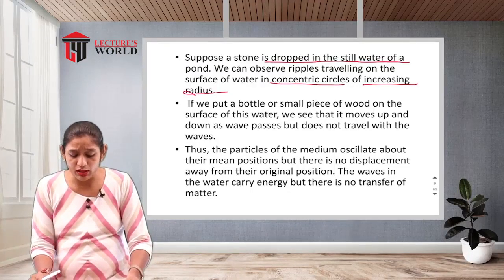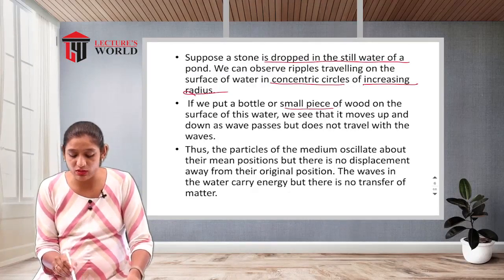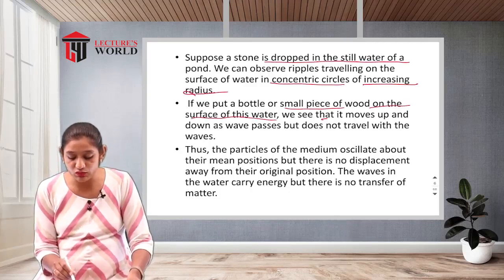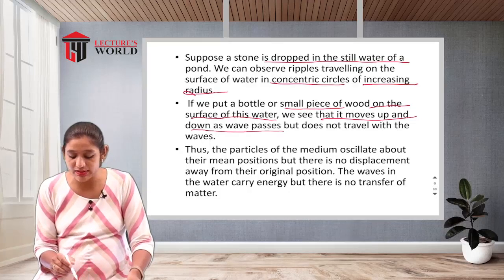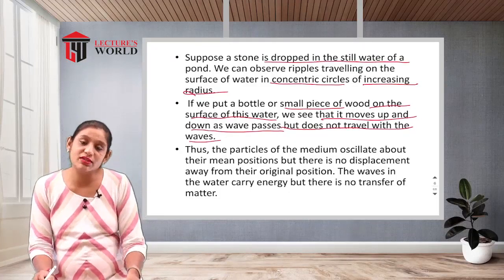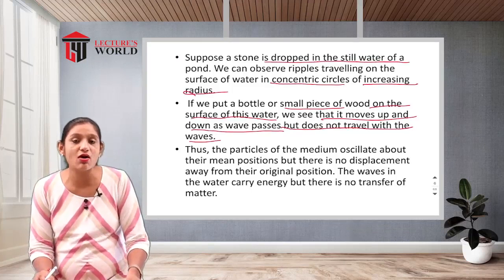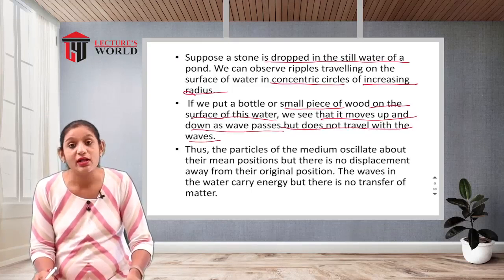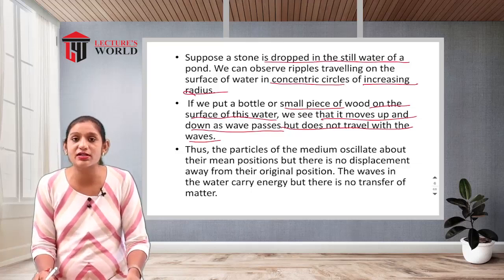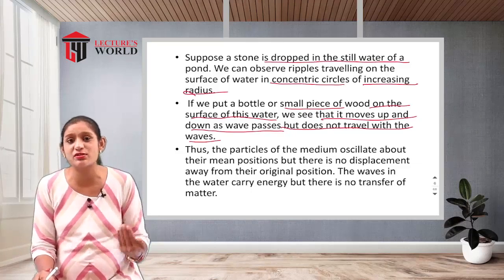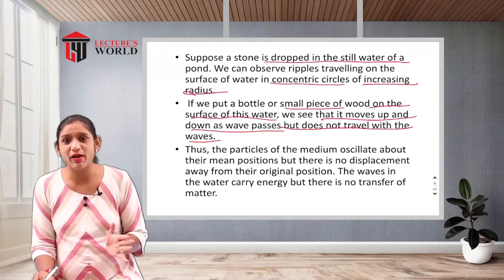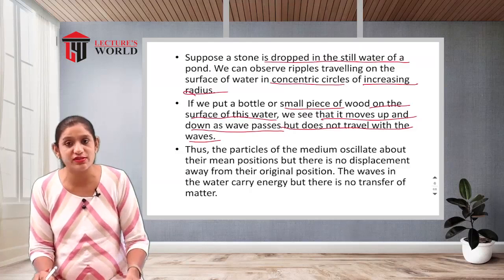If we put a bottle or some small pieces of wood on the surface of the water, we see that it moves up and down as the wave passes but does not travel with the wave. It does not travel with the waves because the density of the object is very low. Waves or motions are produced by the density of the objects. Okay, keep it in your mind. This is the basic principle of physics.